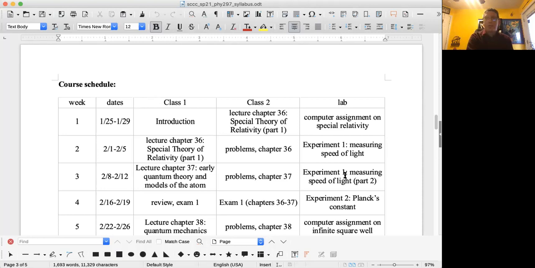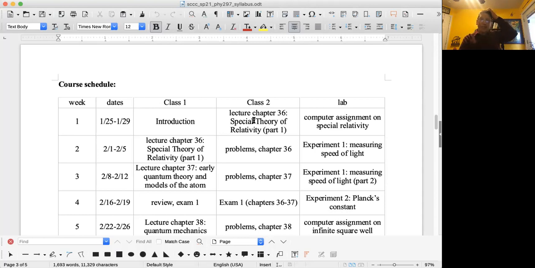The computer assignments will be synchronous and online. You don't have to go anywhere. You don't have to leave your house for that. But the experiments will be done in person. So this week, the introduction is what we're doing right now. On Wednesday, you'll have an asynchronous lecture posted on special relativity, or on the first part of special relativity.